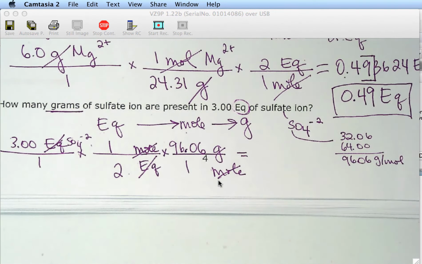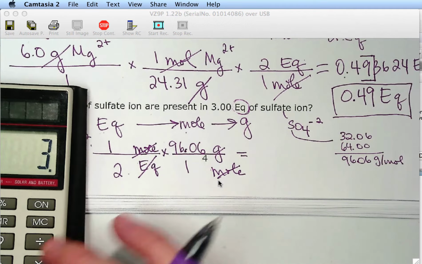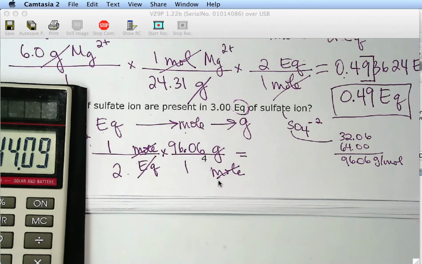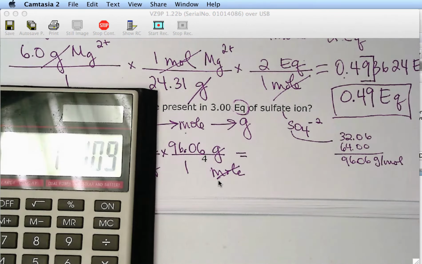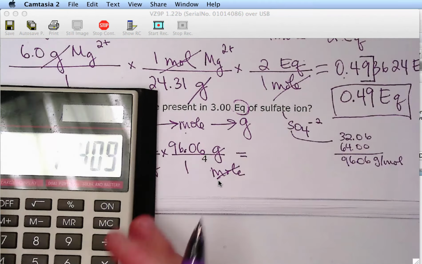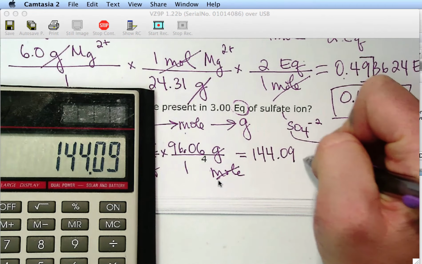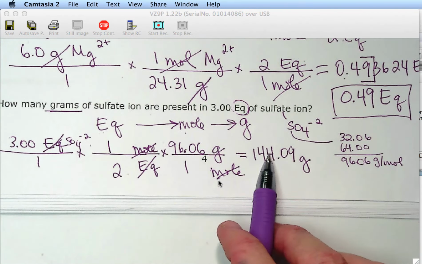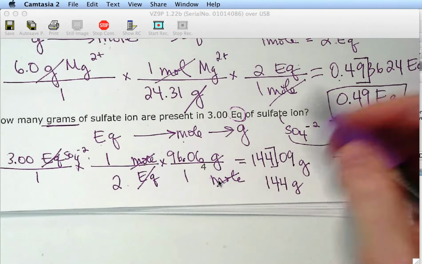So on your calculator, you would enter 3 divided by 2 times 96.06. You end up with 144.09, and good. So you have 3 sig figs to begin with. You need to have 3 sig figs in the end. So you end up with 144 grams.